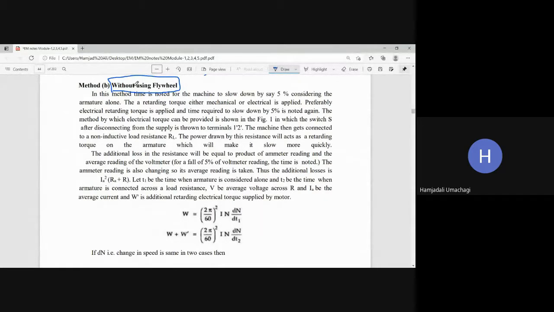While it wastes its kinetic energy, all that kinetic energy is going to be absorbed by an electrical element. That electrical element in this case is the rheostat or the resistance. Whatever kinetic energy is associated with the armature after disconnecting the power supply, that power is made to be absorbed by the electrical element, that is, the resistance here. That method we call without using flywheel. Flywheel is a mechanical device, so we are not using a mechanical device here.